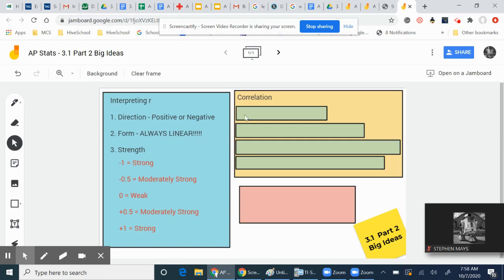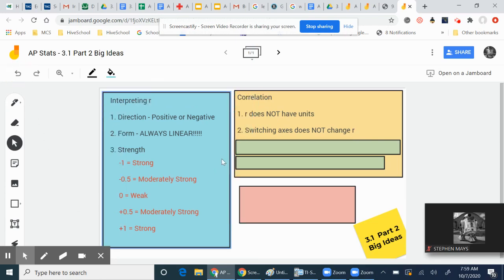The next big idea that we want to look at is some facts about correlation. The first fact that we need to know is that r does not have units. There are no units on r. The second fact is if we switch the axes, it does not change the correlation. It does not change r. So if we switch our explanatory variable, which is our x variable, with our response variable, which is our y variable, r is going to stay the same. The correlation is going to stay the same.